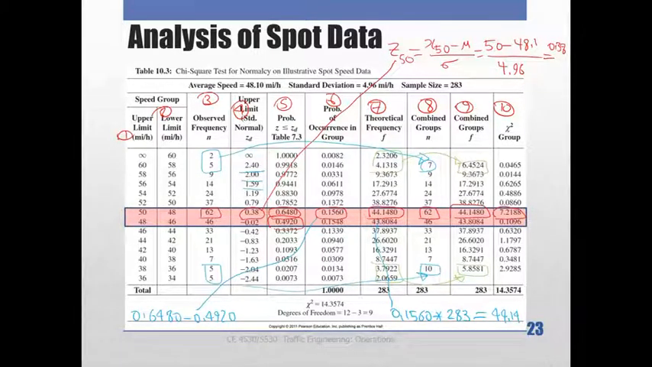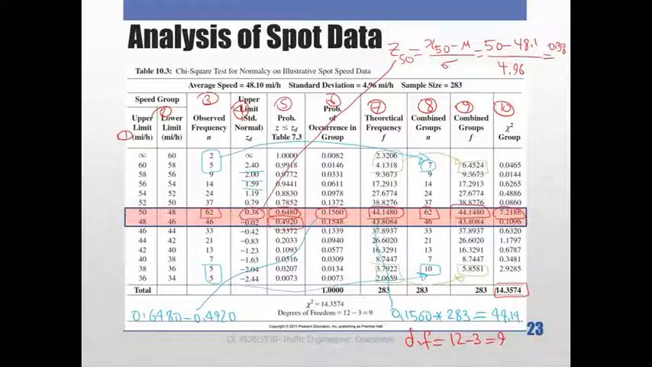We will calculate this for each speed group, and then you will add all of these numbers together, and this is basically your chi-square. What you need to do, you need to compare this chi-square to the degree of freedom chi-square for this example. And the degree of freedom for this example is equal to 12 minus 3. So the degree of freedom here is 12 minus 3 equal 9.